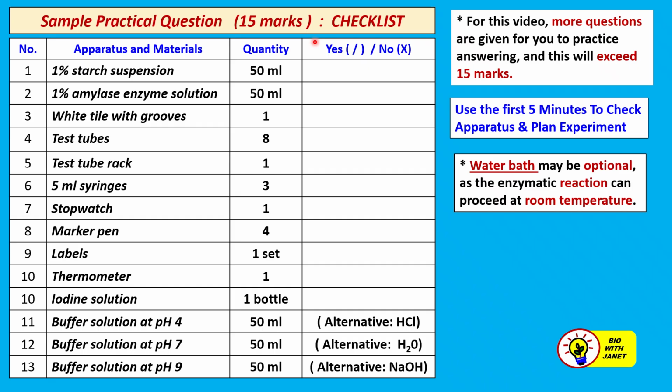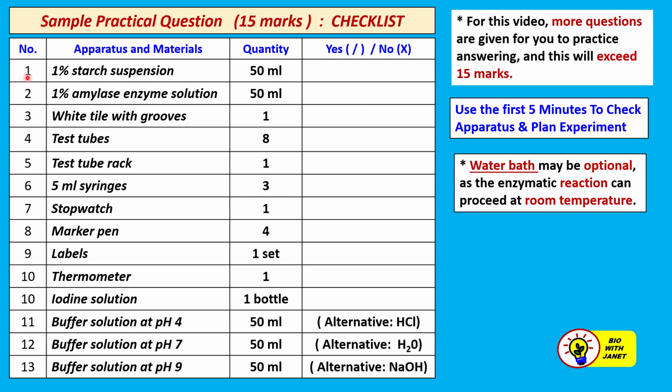So here's a sample practical question which should be 15 marks. But for this video, I've added in more questions for you to practice answering, so it will exceed 15 marks, right? The more questions you try, the better. Questions on aspects like hypothesis, observation, inference, and so forth. So use the first 5 minutes to check your apparatus and plan your experiment.